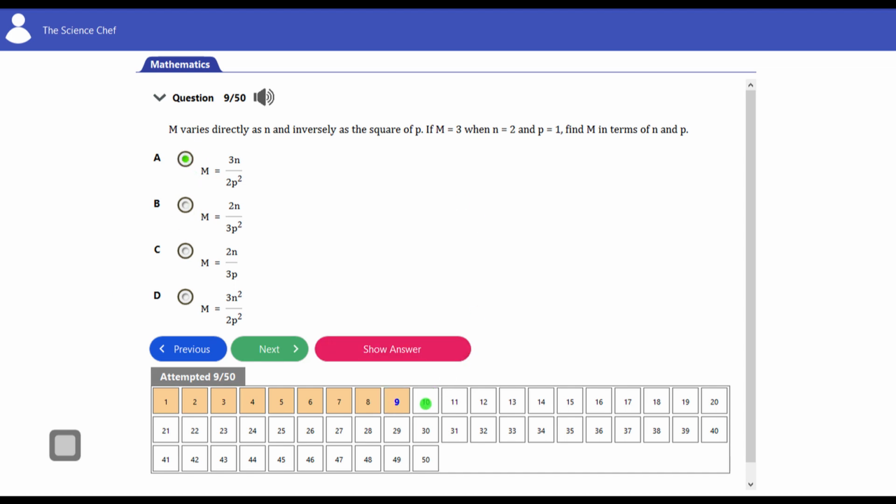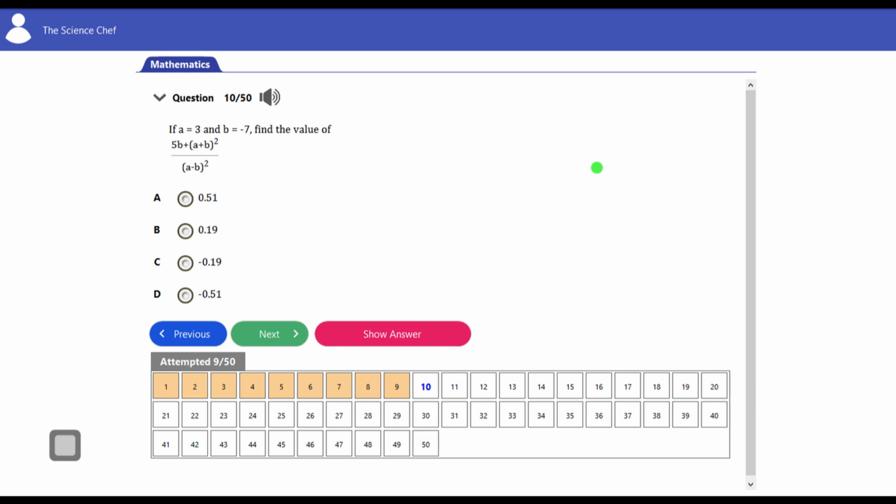So we move on to the next question. Question 10. Question 10 says if A is equal to 3 and B is equal to minus 7, find the value of 5B plus (A plus B) all squared all over (A minus B) all squared. This has to do with algebra. Right now, you are given the values of A and B. When you have questions like this, just substitute your values directly into the expression to get your answer.